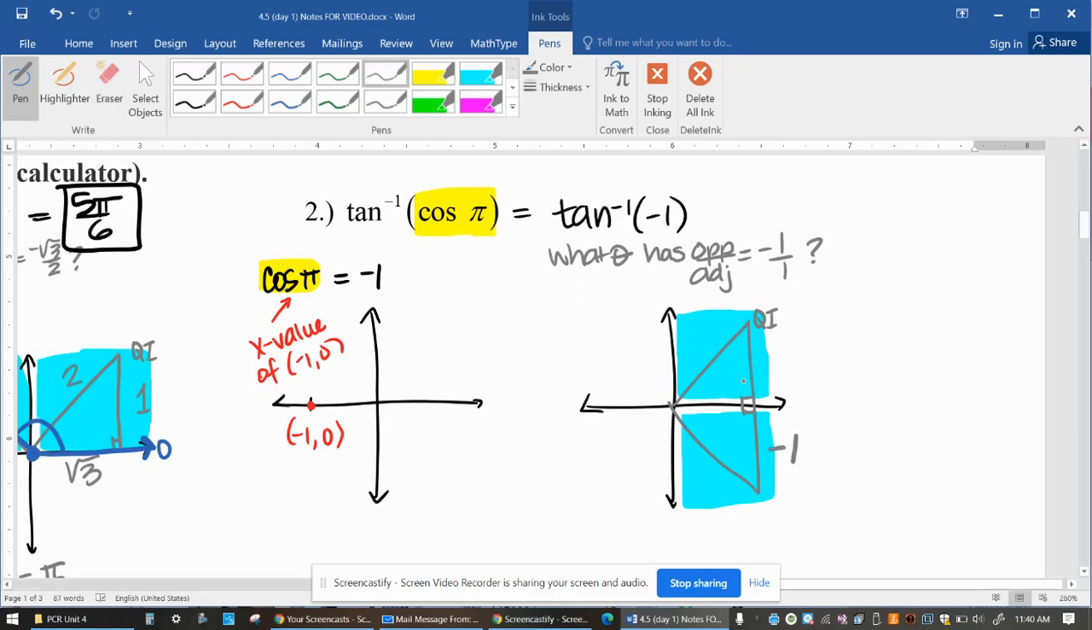Okay, so we want opposite over adjacent to be -1/1. So that reference angle, now I'm going to just kind of fill in the rest. This comes from a 45, 45, 90 triangle. So the reference angle is pi over 4, but again, we want the angle that is in quadrant 4. So we're going to be focusing on the one that goes down pi over 4, okay?